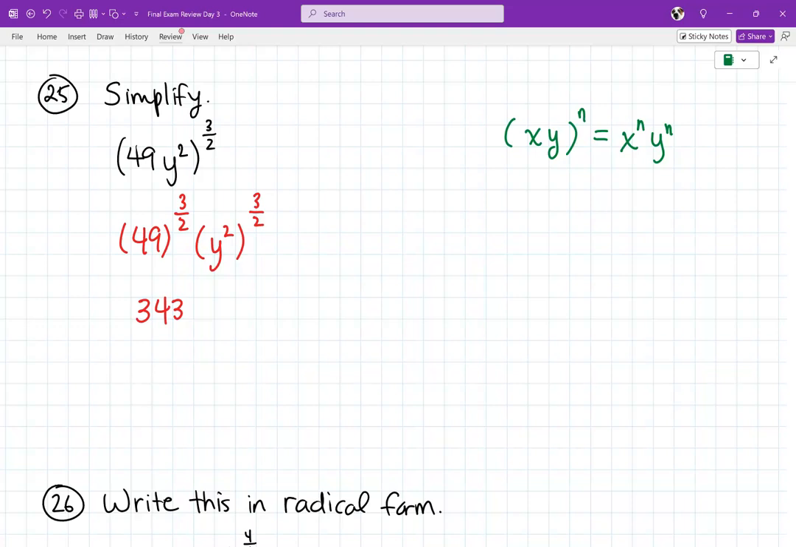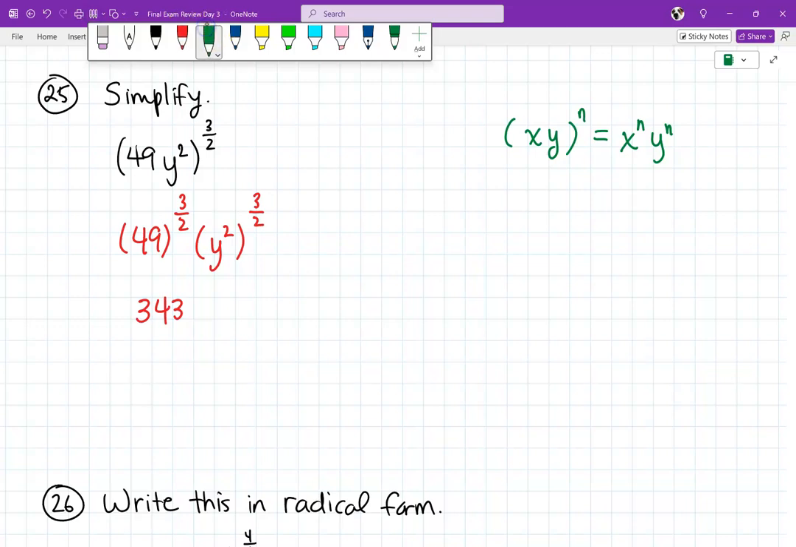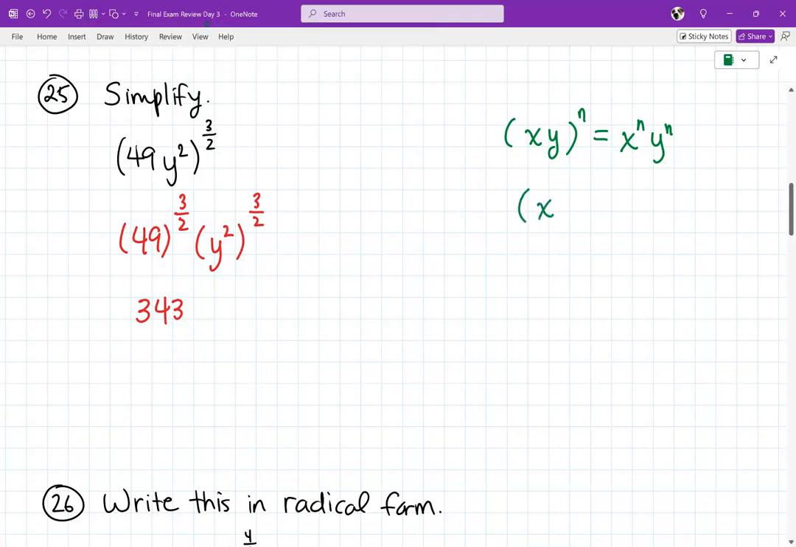But in order to do the thing with the letter, the y squared to the 3 halves, I have to remember another property. X to the n to the m power is x to the n times m. In other words, you multiply a power with a power. So I'm going to multiply 2 times 3 halves. Let me write the letter y here. I'm going to go on my calculator and type 2 times 3 halves. Okay, and that just gives me a 3. And I'm done. 343 y to the third.